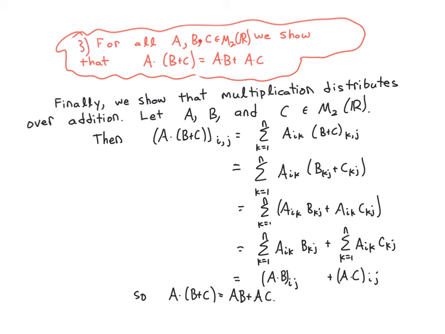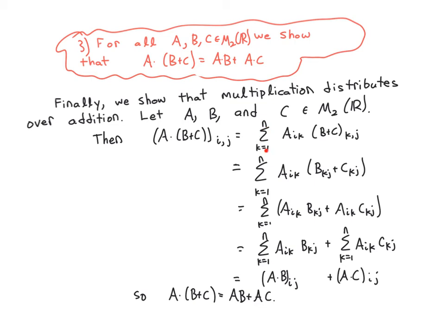So take 3 matrices, show that A times (B plus C) is equal to AB plus AC. So finally we show that multiplication distributes over addition. Take your 3 matrices. Let's look at the ijth entry of A times (B plus C). Well, by definition of matrix multiplication, this is the dot product of the ith row of A and the jth column of B plus C.